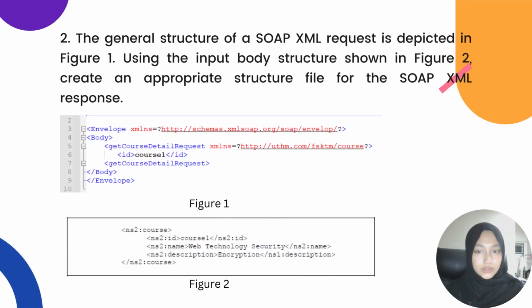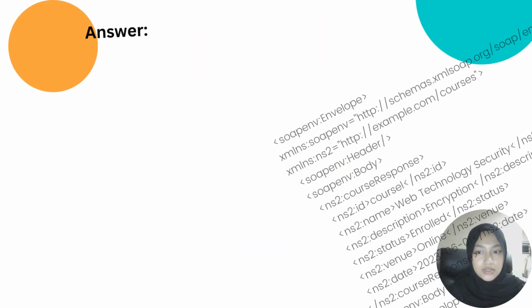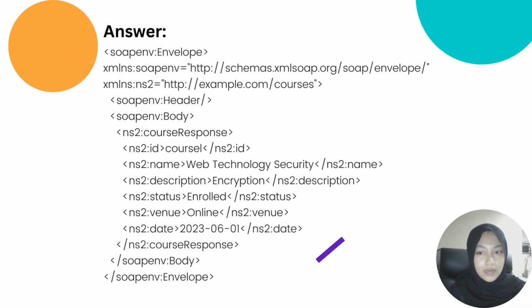As for question 2, the general structure of a SOAP XML request is depicted in Figure 1. Using the input body structure shown in Figure 2, create an appropriate structure file for the SOAP XML response. So I will explain more about the answers given here.